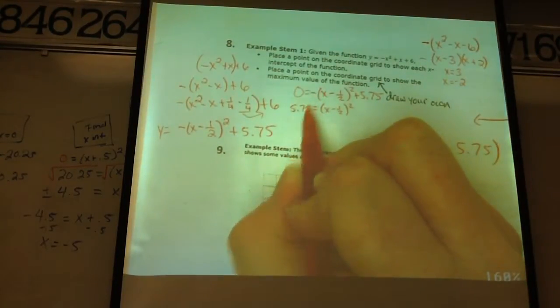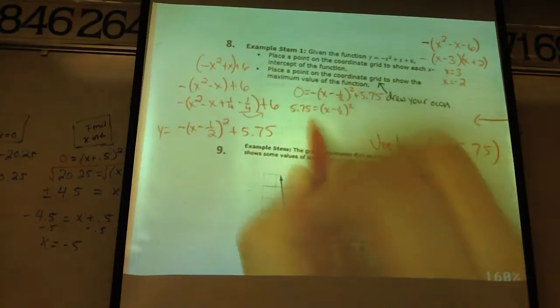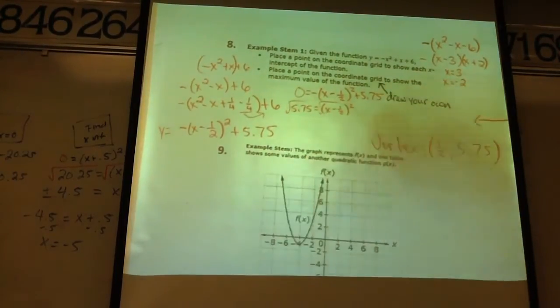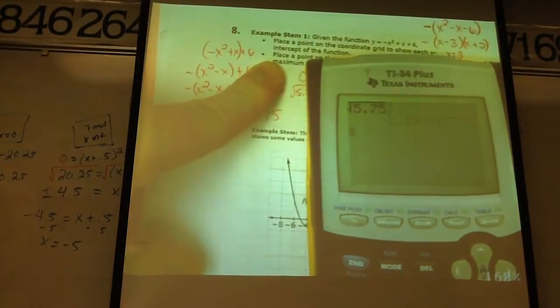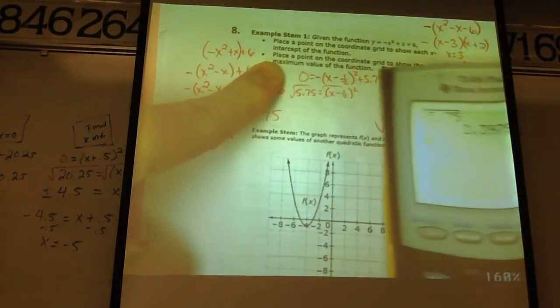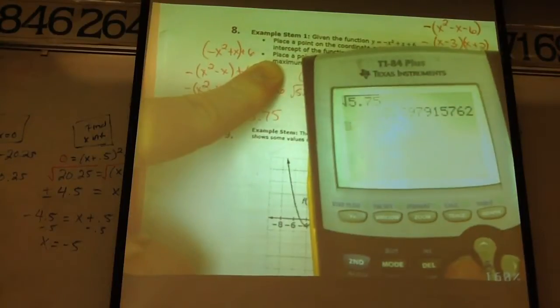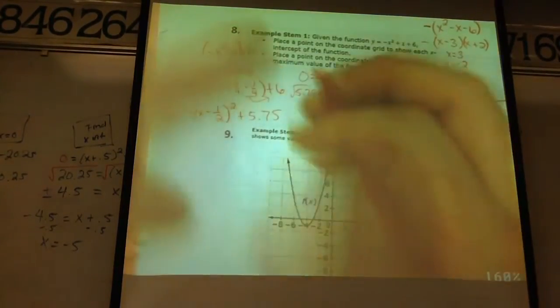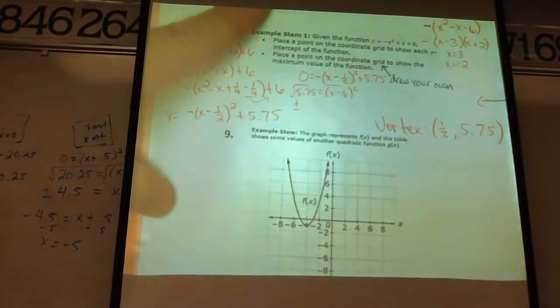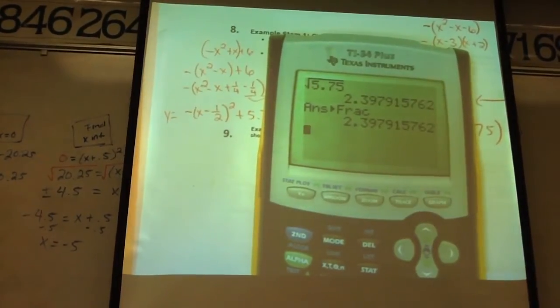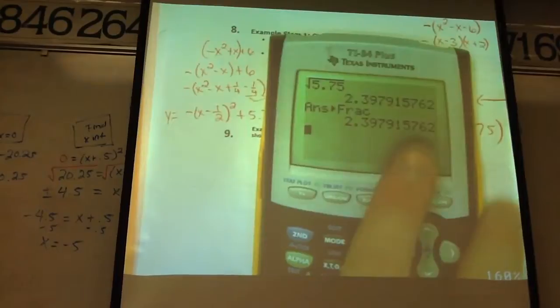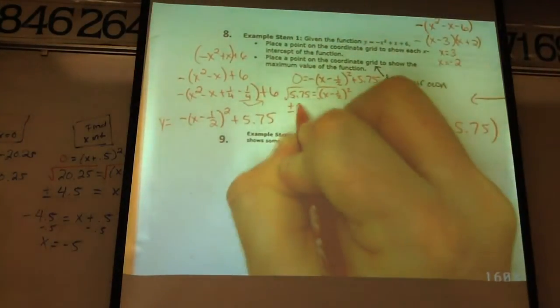Maybe I won't skip steps yet. Then square root it. Square root of 5.75. Good gracious, these are ugly. 2.4. 2.398, 2.4, plus or minus. Put it in a fraction? It won't do it. It's an irrational number. So that tells me something's weird here.